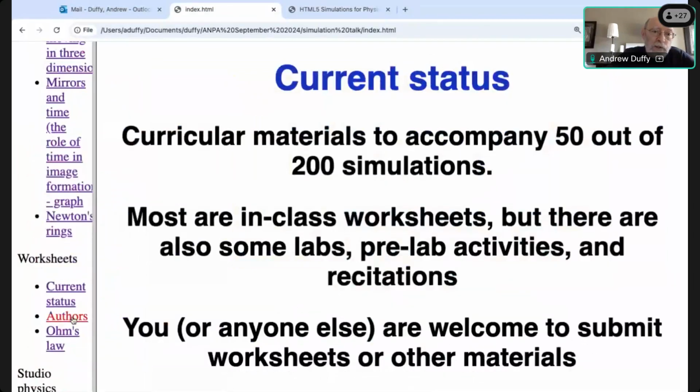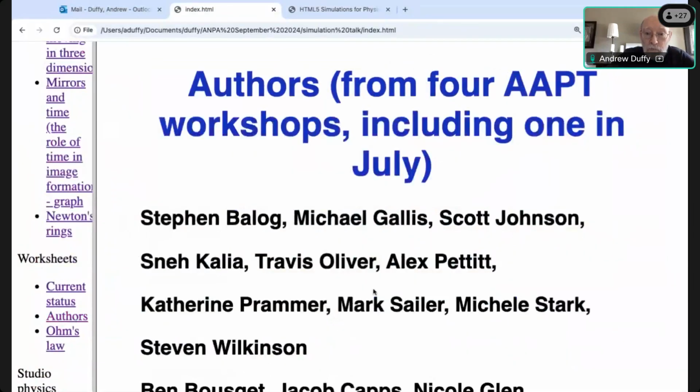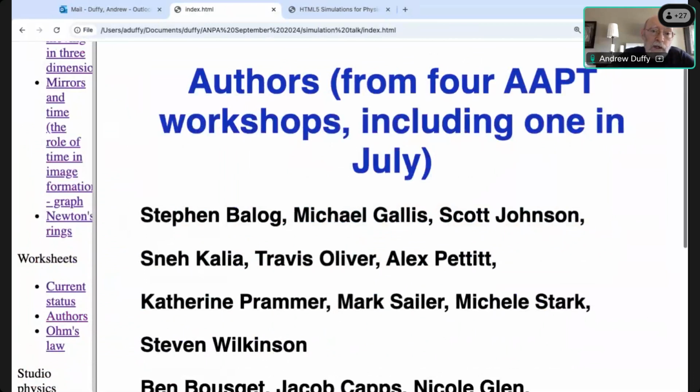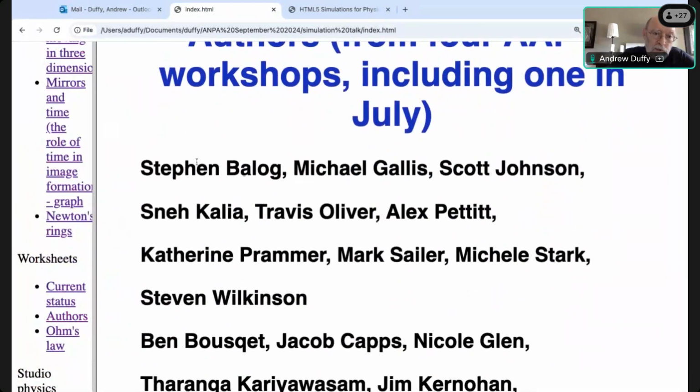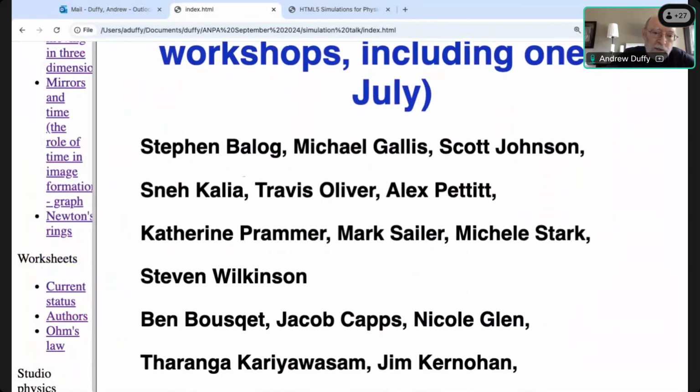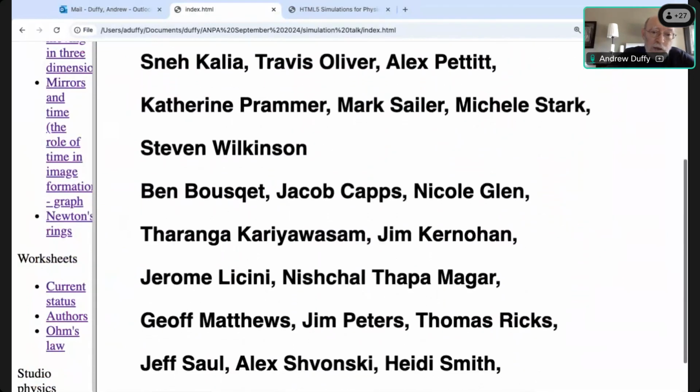Okay, so we have run a worksheet workshop 4 different times at APT, and our first 3 consisted of roughly 10 people who wrote worksheets for us. And then we had one at the most recent meeting in July, which is where I ran into Rudra, and he invited me to give this session.